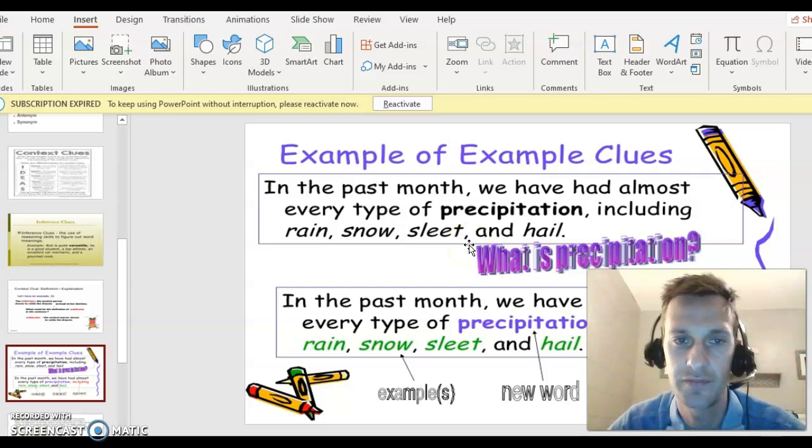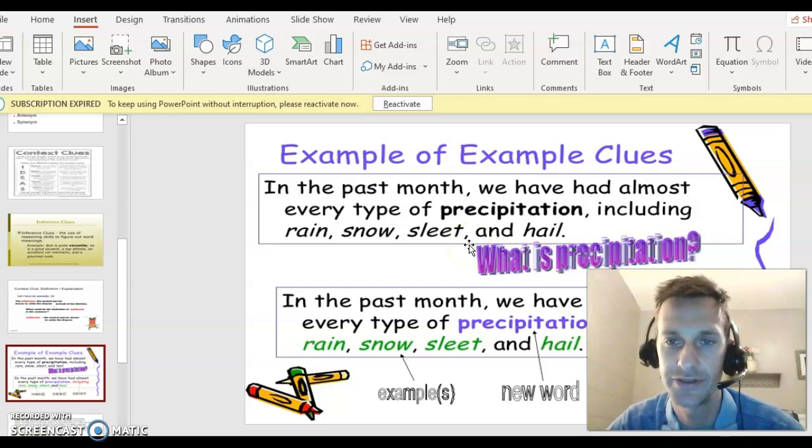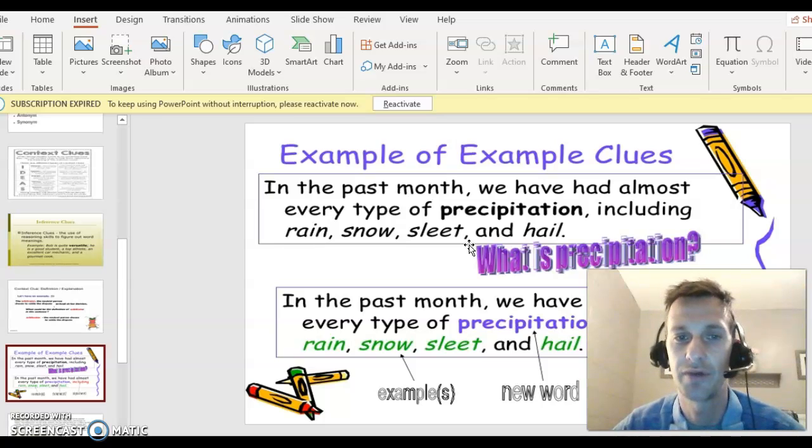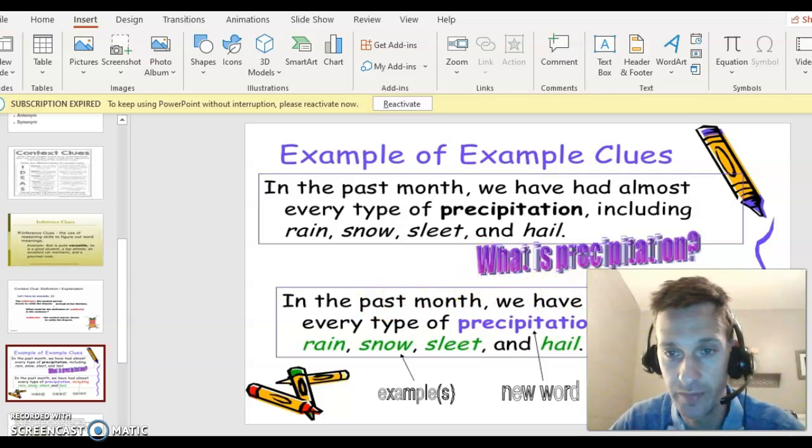In the past month, we've had almost every type of precipitation. What's precipitation? So what does it do? Including rain, snow, sleet, and hail. Words like including tell you what it is. It's giving you an example of what the word might be. So we've had almost every type of precipitation, including rain, snow, sleet, and hail.